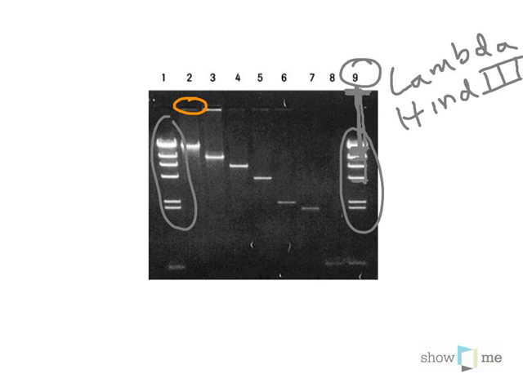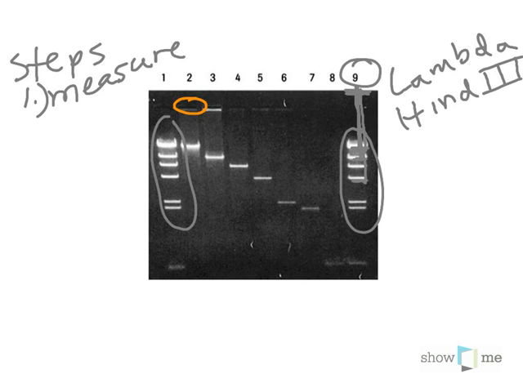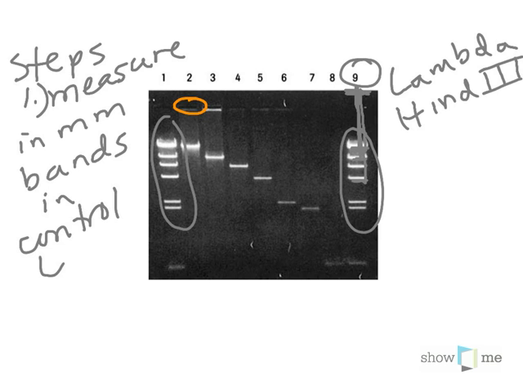Okay, so the first step in the process would be to measure, in millimeters, the bands in the control lane. And since we know the size of those in the control, then you can use that.